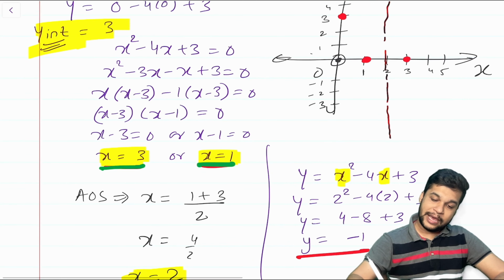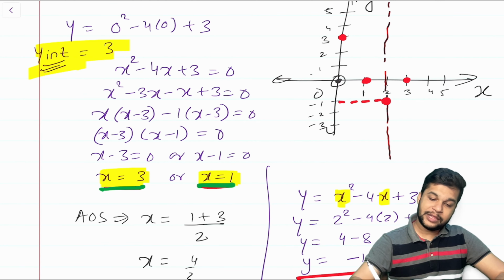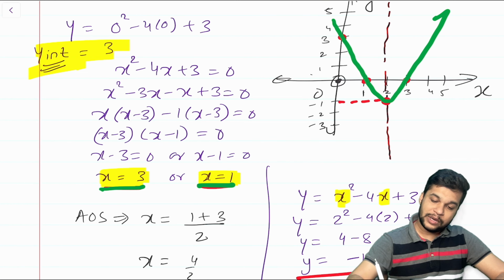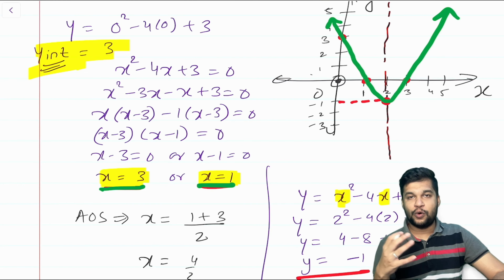So x equals 2 is here, and y equals minus 1 will be here. Now you have these points, just join them and you will get the quadratic curve. It looks like a V, but it's actually a U. It's actually a parabola. It's not drawn to scale, so don't worry.